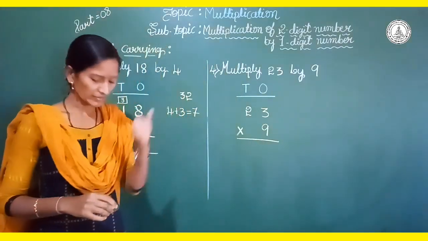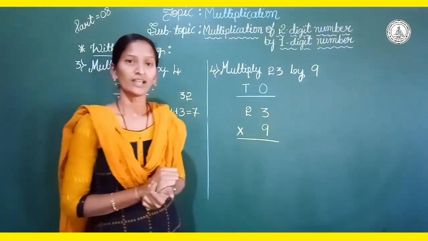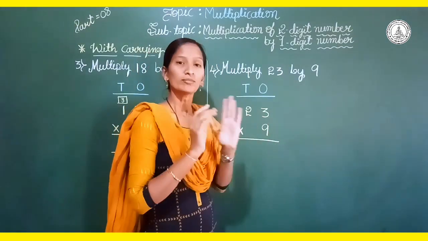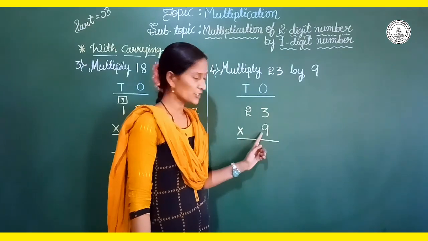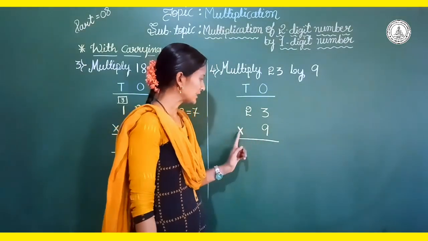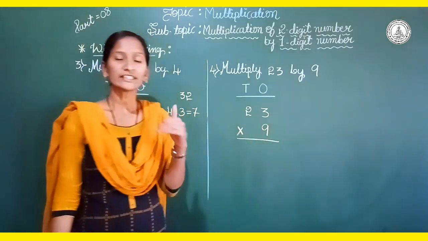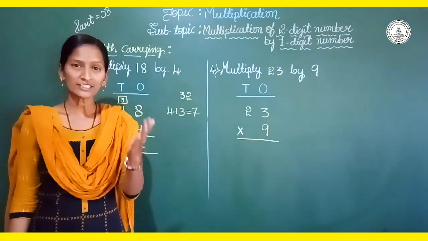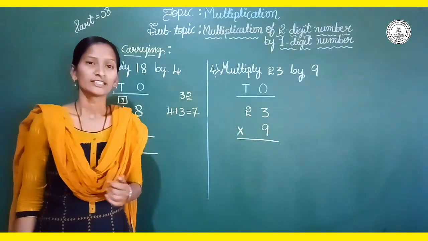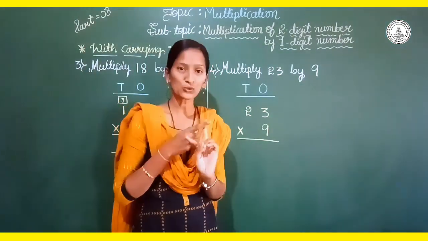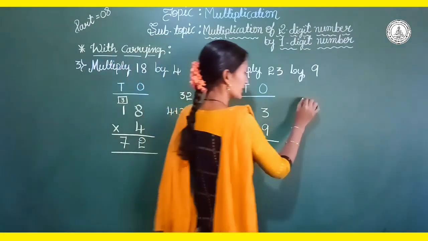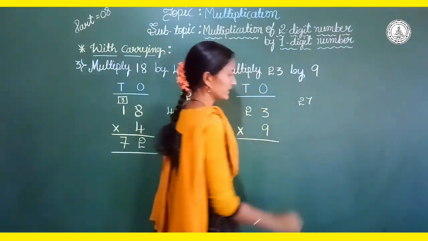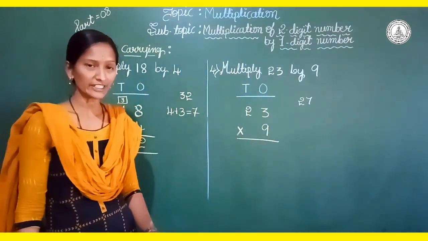right? So tell me, what is the next step? Yes, you have to multiply the ones with the multiplier, right? So it is 9 into 3. Yes, in the table of 9, 9 threes are equal to what? Yes, 9 ones are 9, 9 twos are 18, 9 threes are 27. Yes, this 27 is a two-digit number, right?